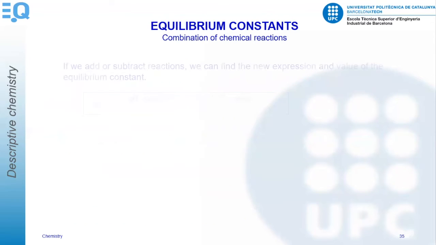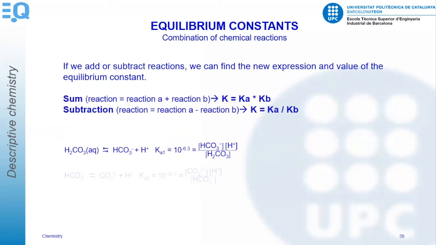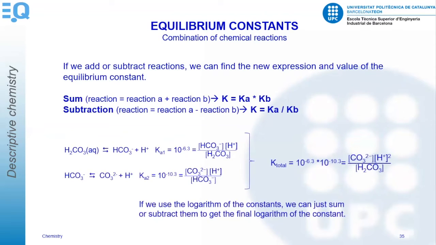To finish this topic, we will see what happens when we combine two or more chemical reactions. If we sum them, the final constant will be the product of the constants of each reaction. If we, on the contrary, subtract them, the constants will have to be divided. Take into consideration that if we know the logarithms of each constant, we can just sum or subtract them to find the logarithm of the final reaction, which in some cases is so much easier.